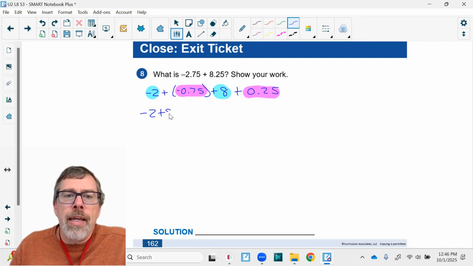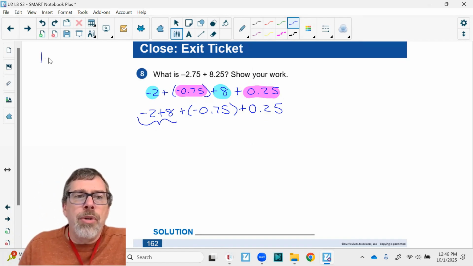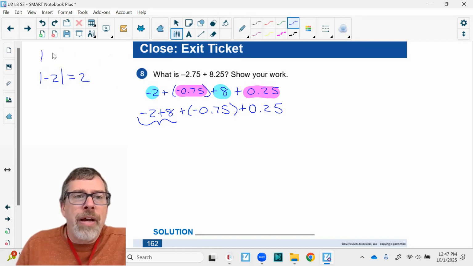-2 plus 8 plus -0.75 plus 0.25. So we're adding -2 to 8. I'm still going to do the process with the absolute value. Absolute value of -2 is 2. Let me just move this down and put the bigger absolute value on top because we're subtracting. And then the absolute value of 8, which is 8.